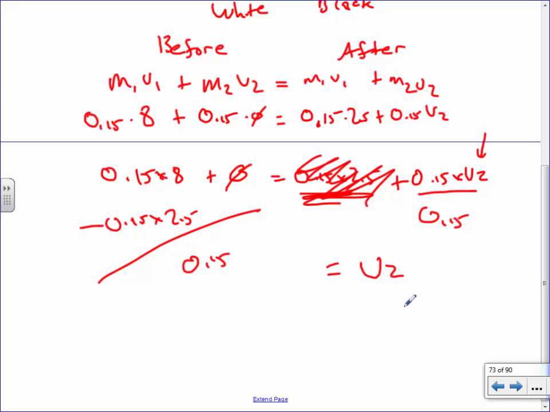Don't do dividing before the subtracting. 0.15 times 8 minus 0.15 times 2.5, and then divide by 0.15. I got 5.5. Okay, so that's 5.5.